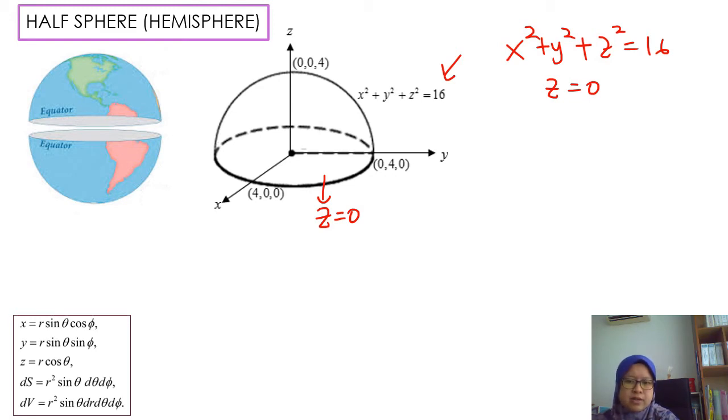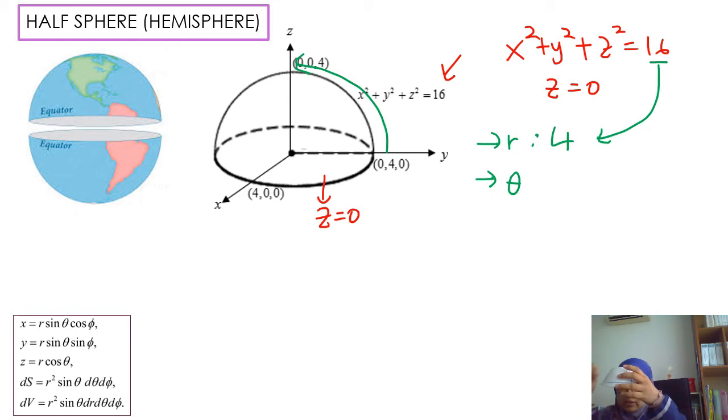So this hemisphere has a radius. What is the radius? It is 4. Obviously, from this value, 4 squared is 16. And you have theta. What is theta? Theta is from the z axis downward, so you have this to this only. From this to this, so 0 to pi over 2. You can see it is just 90 degrees, right?